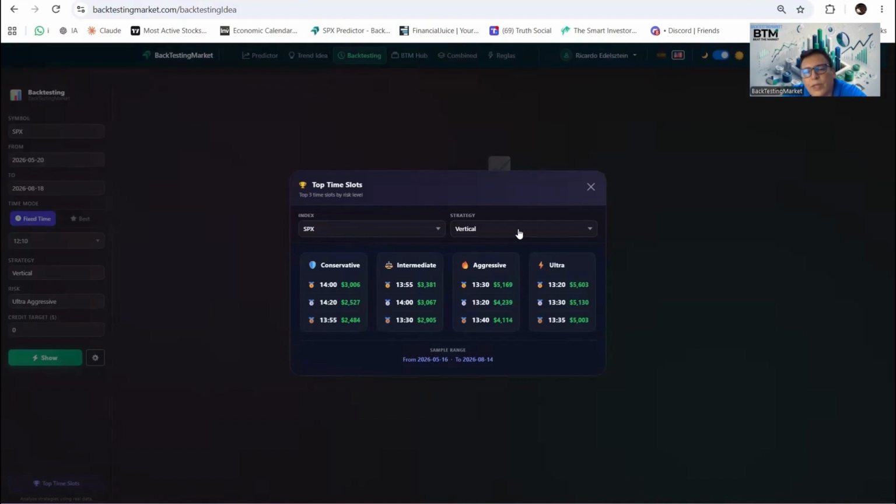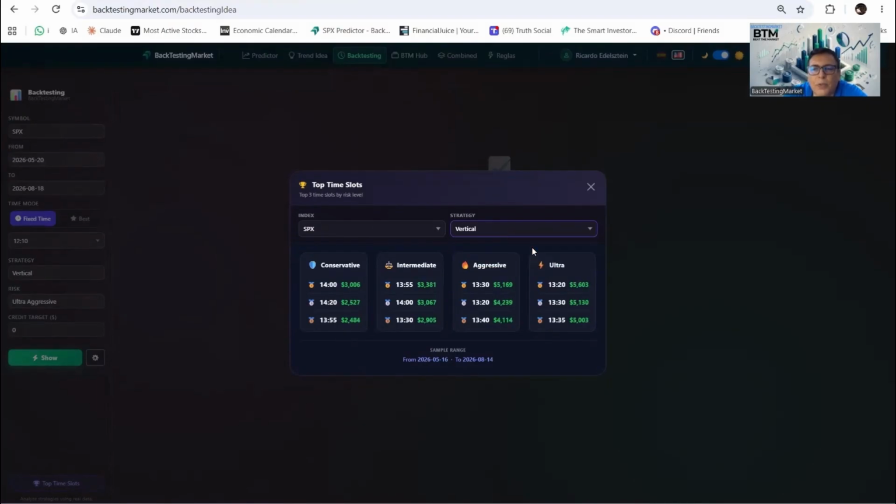For instance, we have here vertical and iron condors. In this season, we're having more revenue in verticals than iron condors. That's why, at least myself, I'm doing verticals. You can also see iron condors, and it's even a good credit. In 3 months, they have made $3,067. But look at the vertical.